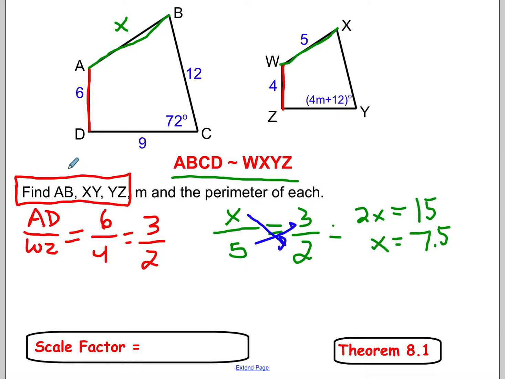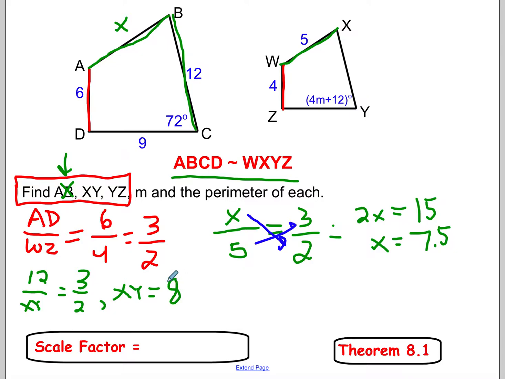So we've done this one. We can cross that off our list because we found AB. AB is 7.5. And we need to keep going around to find XY and ZY, or YZ. So we need to do the same thing. Here's BC. BC is 12. And 12 over XY has to equal 3/2. You can work out this proportion, but when you do, you will get that XY equals 8.